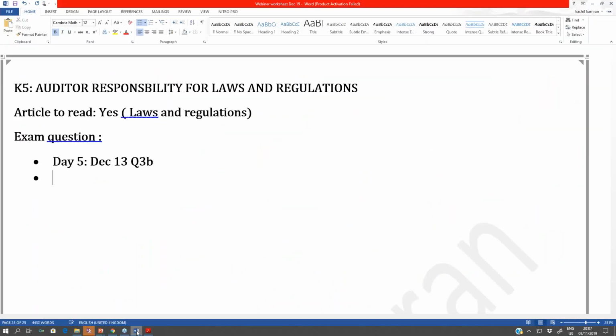And then I did a question on day 2, which was December 17, question number 1. So please ensure that you do these 2 questions in terms of laws and regulations after you read the article on laws and regulations and you made proper notes. Once you make the notes, then come to the exam paper and solve it, because these are questions where the knowledge is tested, right?